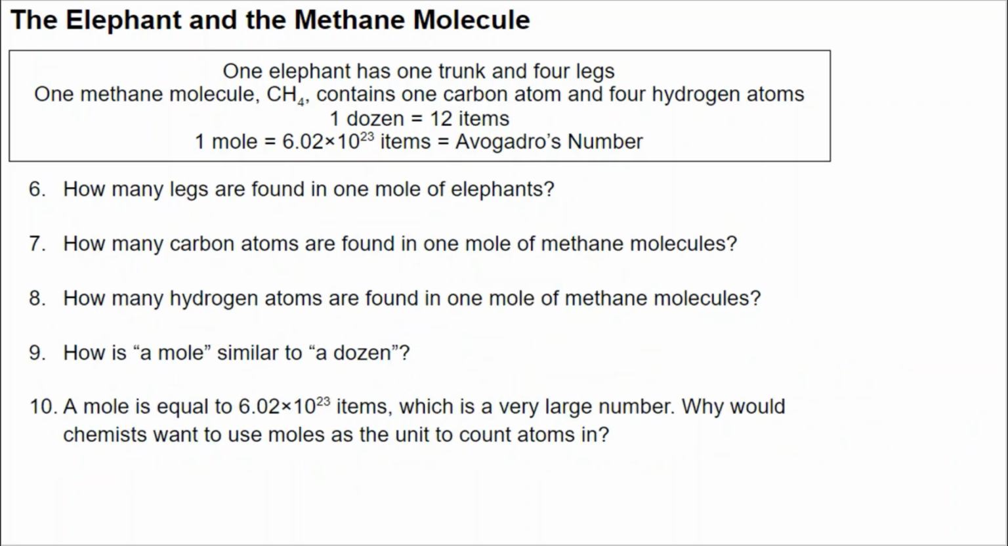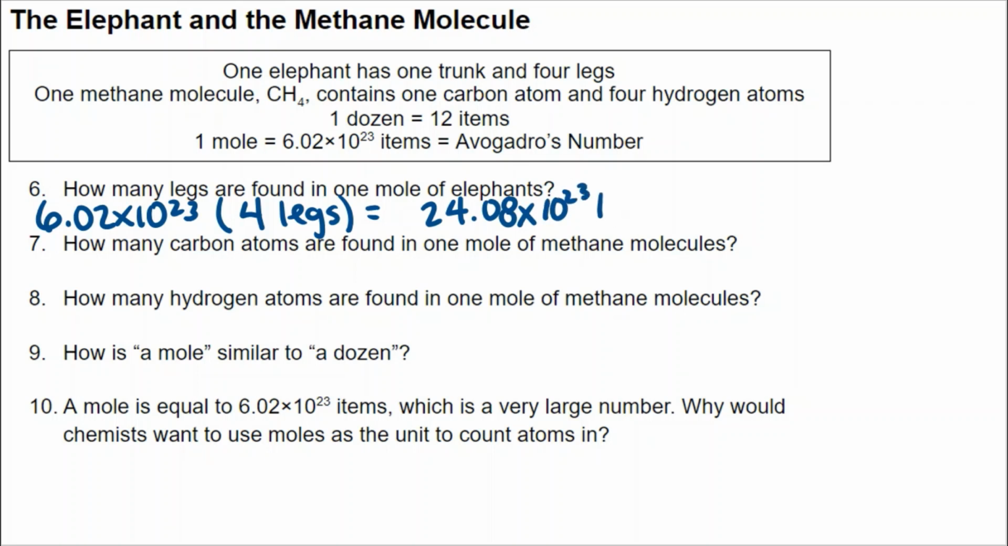Okay, so what about legs? So if we have a mole of elephants, and each of those elephants has 4 legs, this is going to give us what, 24.08 times 10 to the 23rd legs, which we could also just call 4 moles of legs. Now, that would be a lot of elephants. If there were a mole of elephants on the planet, we'd all be walking on top of elephants.